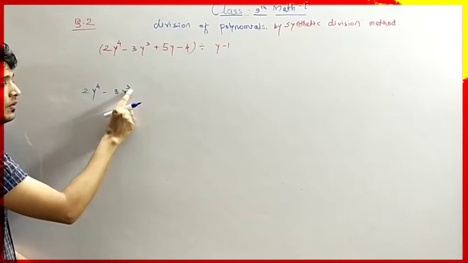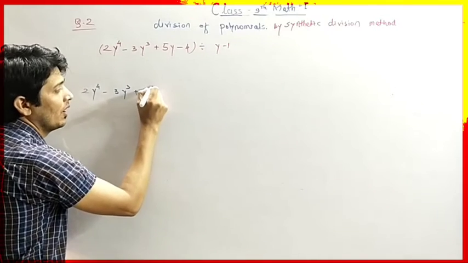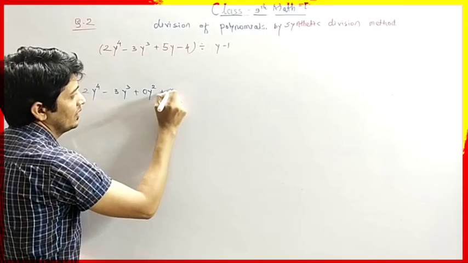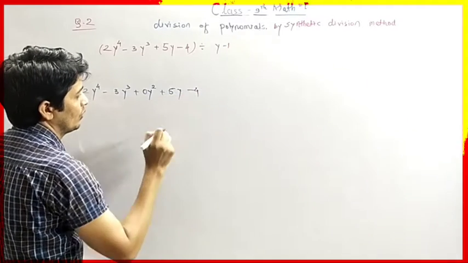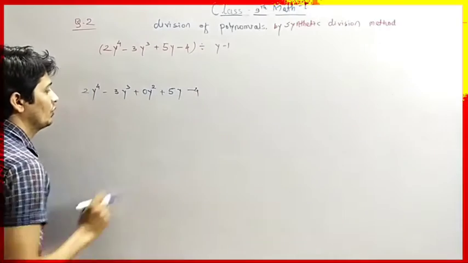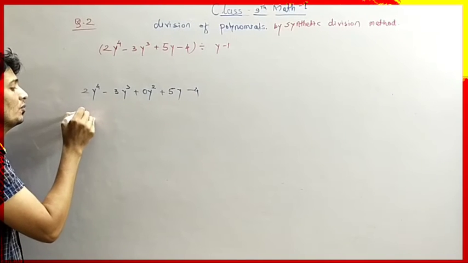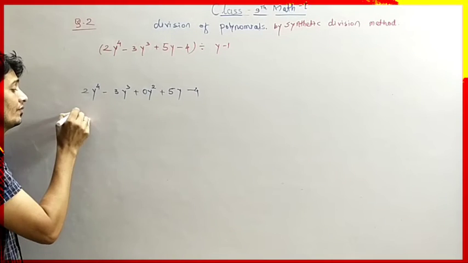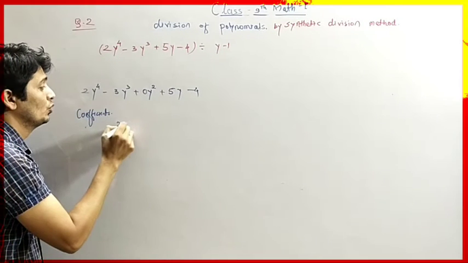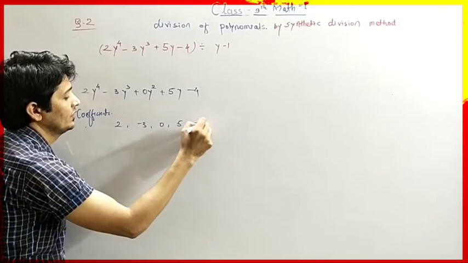We can write this polynomial as 2y to the power 4 minus 3y to the power 3. See, we have power 4, power 3, but we do not have power 2, so we have to write plus 0y to the power 2. Then after power 2 we have power 1, so we write plus 5y minus 4, which is going to be divided by y minus 1. Here we have to use the coefficients. The coefficients of the polynomial are 2, minus 3, 0, 5, minus 4.